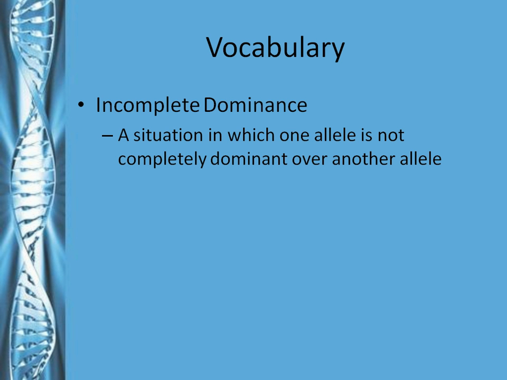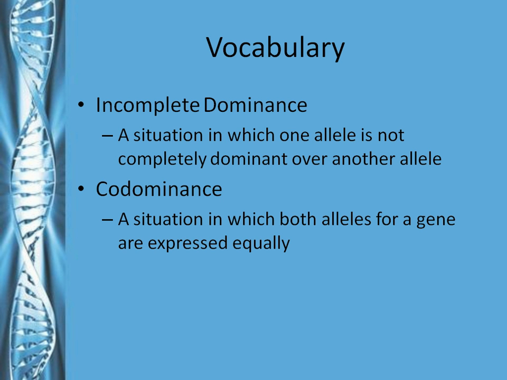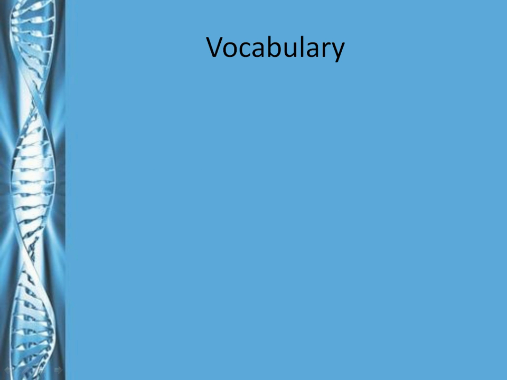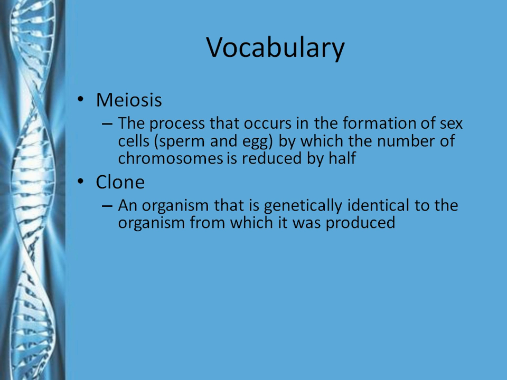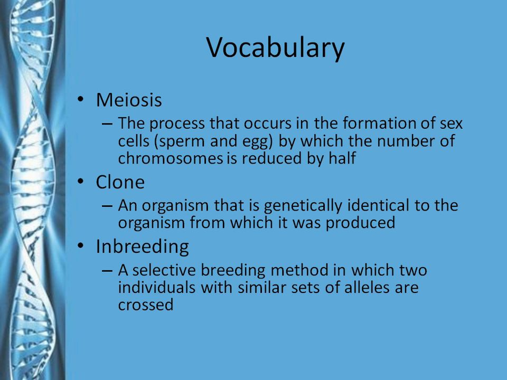As far as dominance goes, we have incomplete dominance, which is a situation in which one allele is not completely dominant over another. And then we have codominance, which is the situation in which both alleles for a gene are expressed equally. Then we have meiosis, which is the process that occurs in the formation of sex cells, which are the sperm and the egg, by which the number of chromosomes is reduced by half. And then clone, which is an organism that is genetically identical to the organism from which it was produced. And then finally, inbreeding, a selective breeding method in which two individuals with similar sets of alleles are crossed.